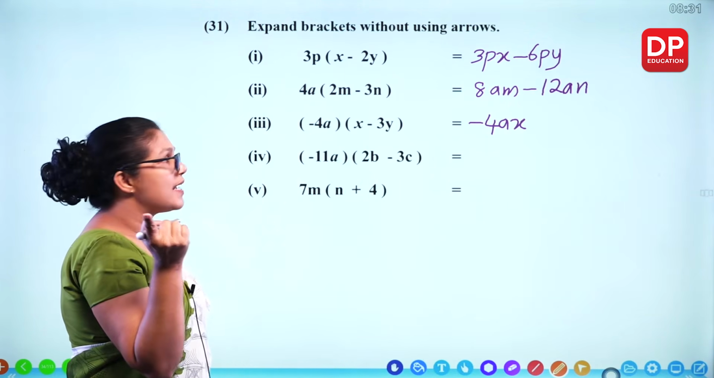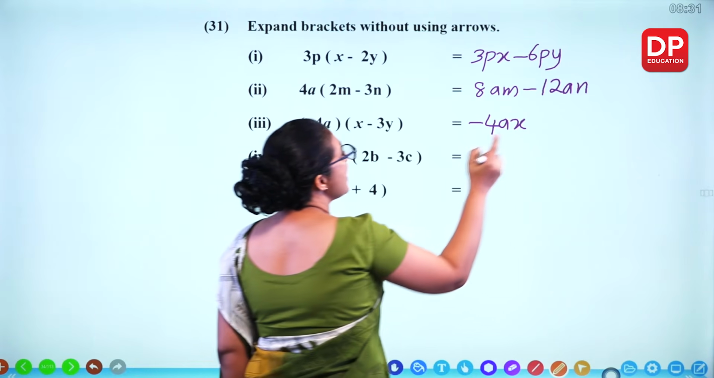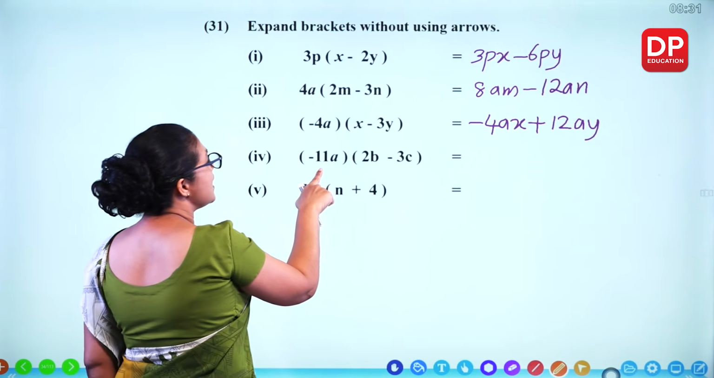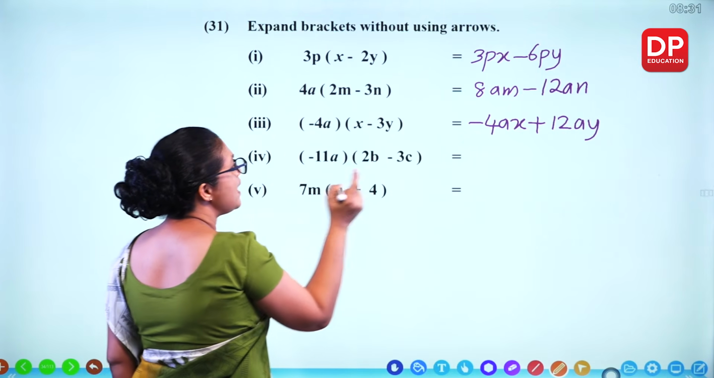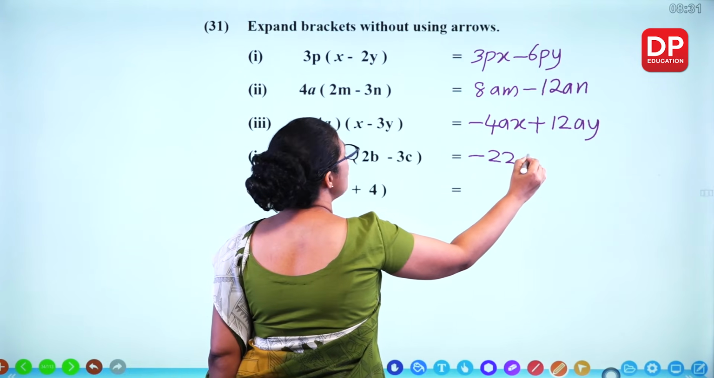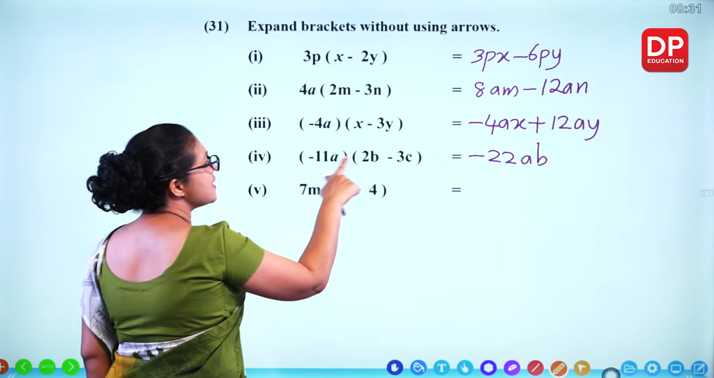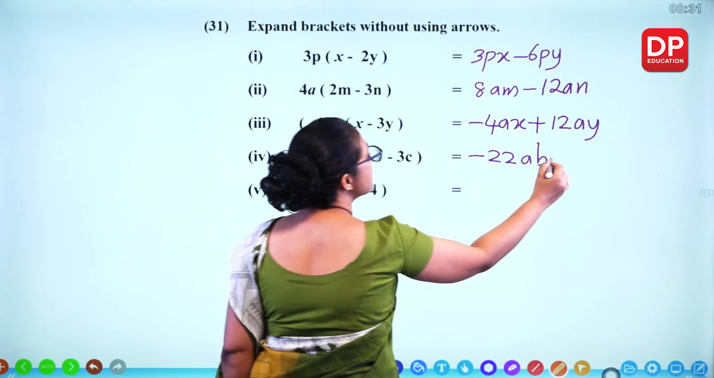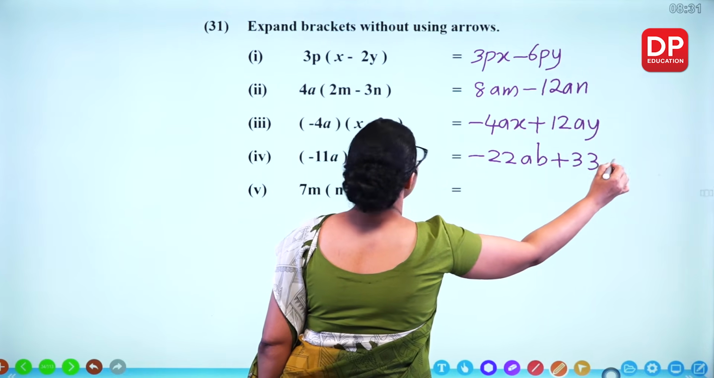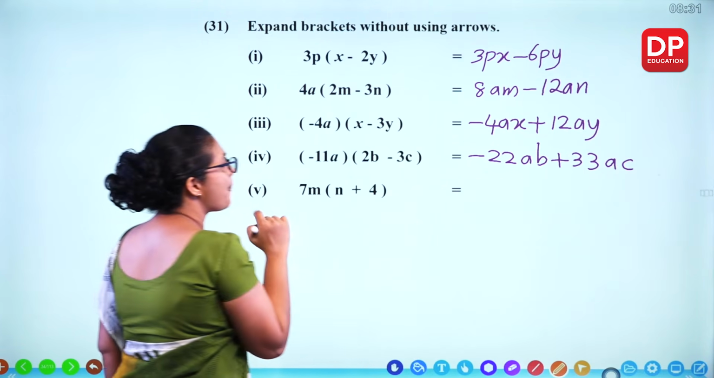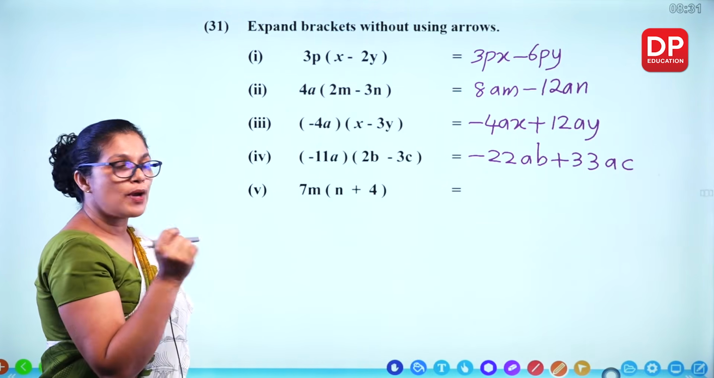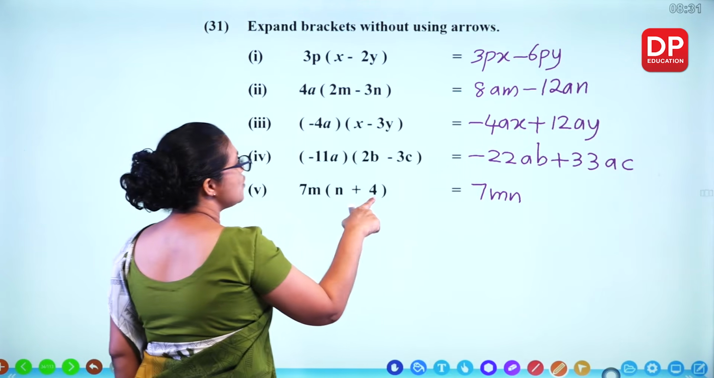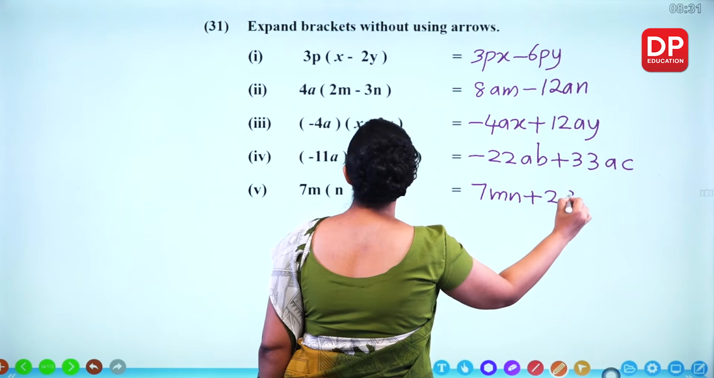Minus 4 times minus 3, 12ay. Minus 11a into 2b, minus 22ab. Minus 11a into minus 3c, you get plus 33ac. This one, 7m into n, 7mn. 7m into 4, 28m.